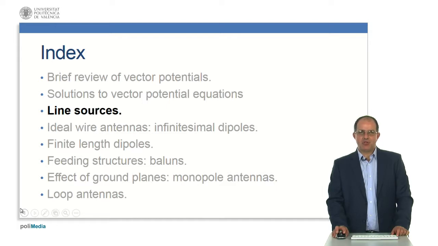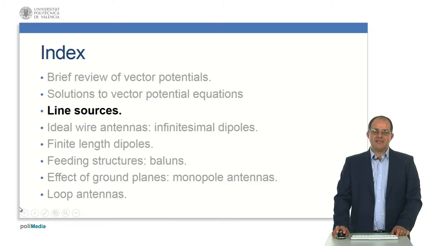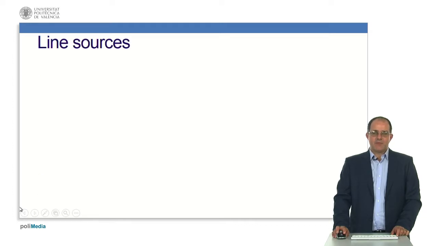It's important to call your attention that in the previous MOOC, we concluded that the solution of the vector potential equation is the 3D Fourier transform of the corresponding charge, current, or charge density. If we simplify that problem, we arrive at what is called a line source.